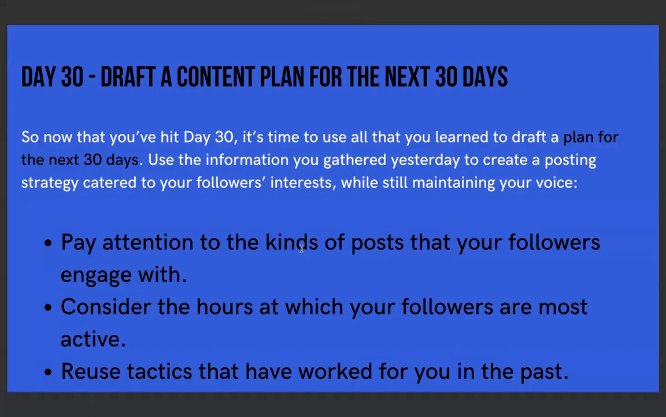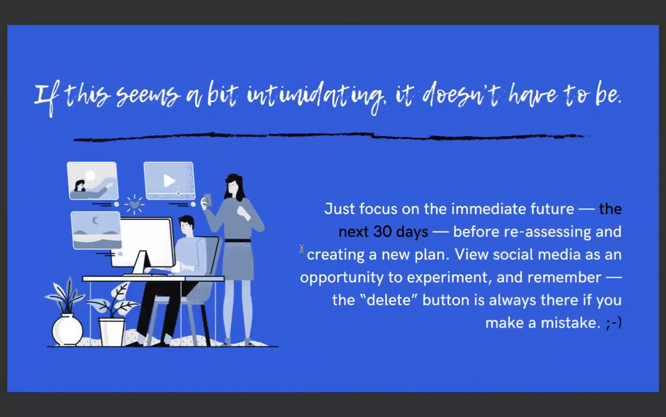That means that we're going to use the information that we gathered yesterday to create a posting strategy catered to our followers' interest while still maintaining our voice. We pay attention to the kind of posts that our followers engage with, consider the hours at which our followers are most active. We reuse the tactics that we have seen working in the past. Then just focus on the immediate results in the next 30 days before reassessing and creating a new plan. View social media as an opportunity to experiment. And remember, the delete button is always there if you make a mistake.